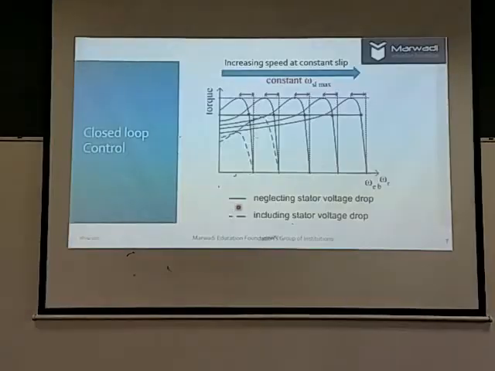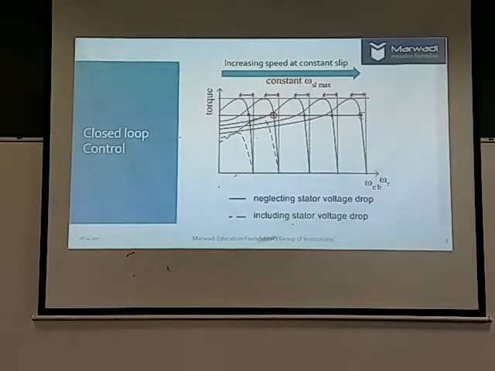Now let us understand what will happen with the step change in the speed command with this curve for a better understanding. So let us say our operating point is here, at this point, and we want to move to this point.